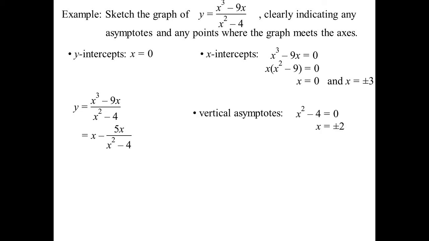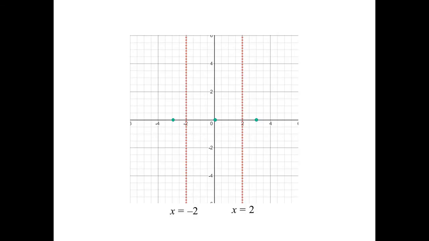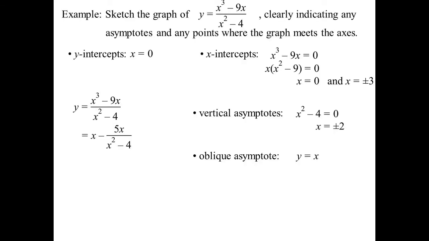Vertical asymptotes. Bottom of the fraction can't equal 0. So in this case, x can't equal plus or minus 2. We know we have vertical asymptotes at plus or minus 2. So let's dot those in. Right. The oblique asymptote, with our one, that's going to be y equals x. Can the curve meet our asymptote? Well, that's where we look at the top of the fraction. Is it possible for 5x to equal 0? Well, yes, it is, when x equals 0.